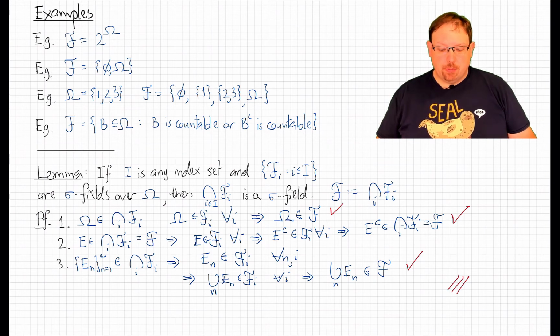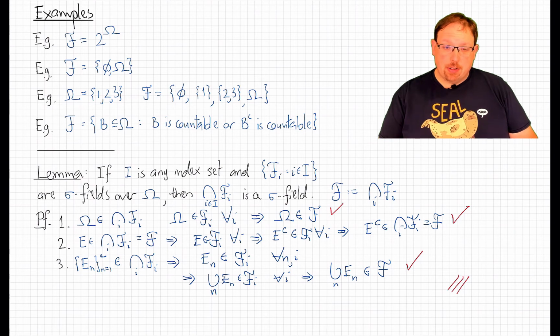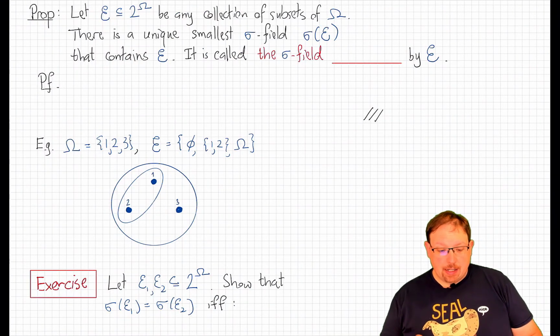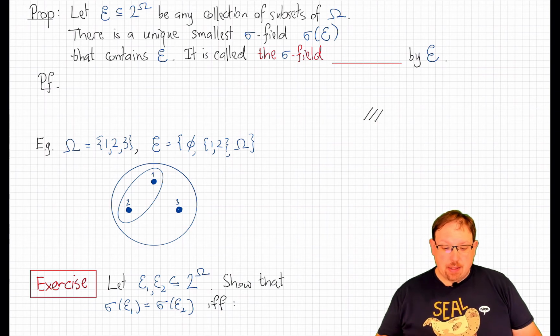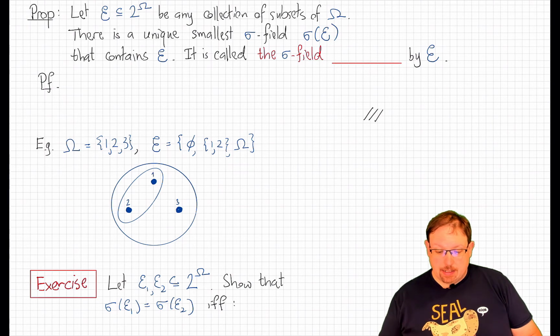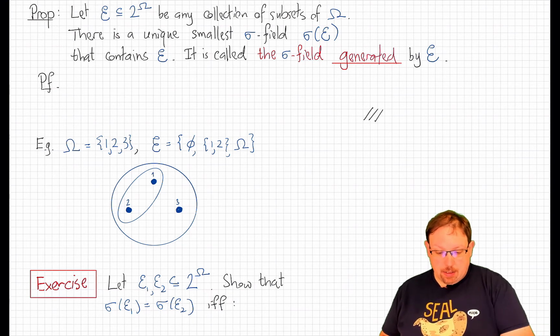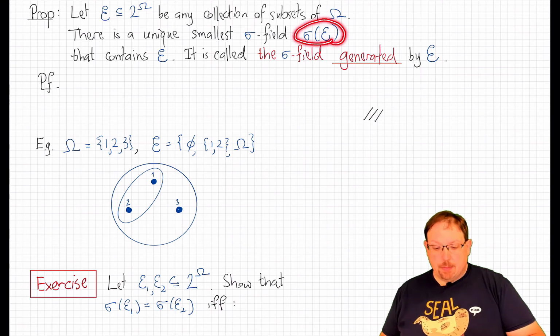With this intersection property in hand, we can now proceed to see how to better describe a sigma field by a nice collection of sets inside it. If you start with any collection of subsets, there is a unique smallest sigma field that contains it. It's called the sigma field generated by that set E, and denoted like this, sigma of E.